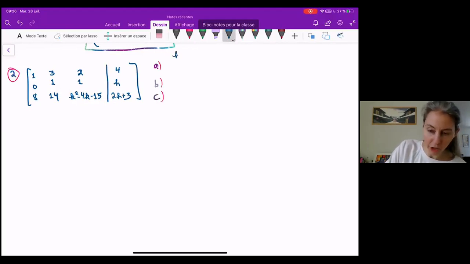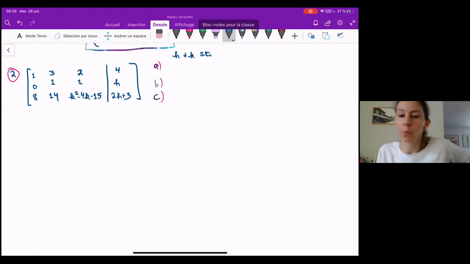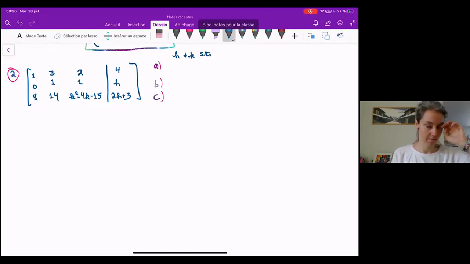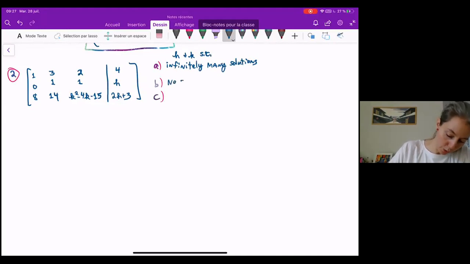So we're looking for h and k such that, if it doesn't specify to write if it's a plane or a line, leave it in parametric form, but I will tell you that it does specify. So you're gonna need to write that tomorrow. So A, infinitely many solutions. B, no solution. C, a unique solution.